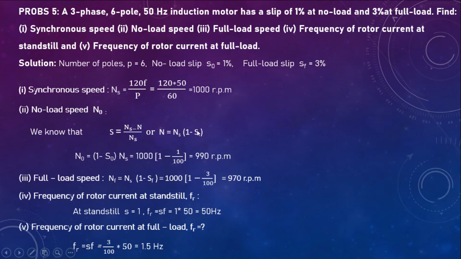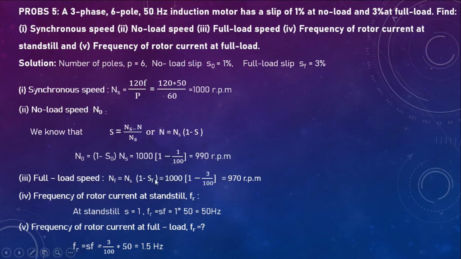So s is equal to (ns minus n) by ns, or with this we can find out n is equal to ns into (1 minus s). So this is the rotor speed. So we need to find out the no load speed. If you substitute here the no load slip, you will get the no load speed. So n0 is equal to ns into (1 minus s0). Ns is found out to be 1000, no load slip given as 1%. From this we can calculate the no load speed as 990 rpm.